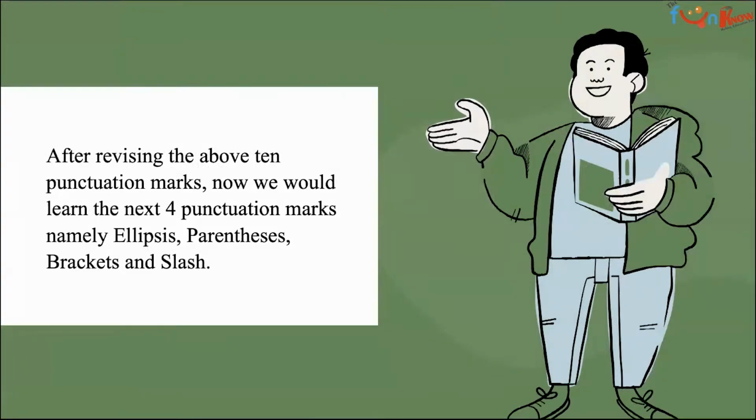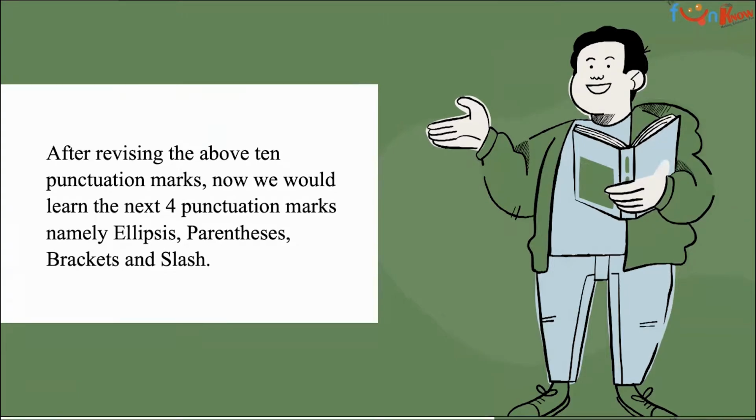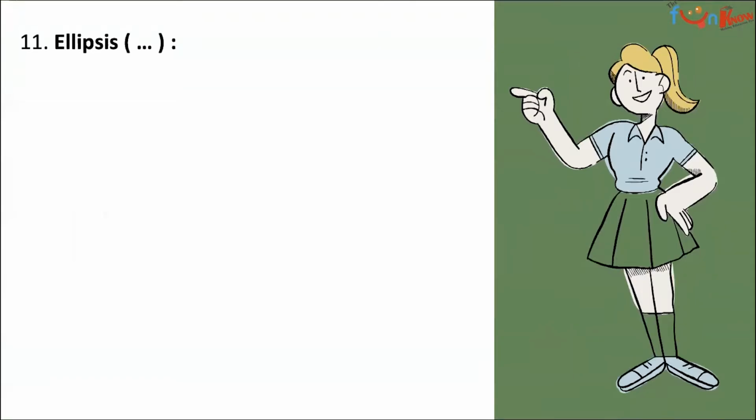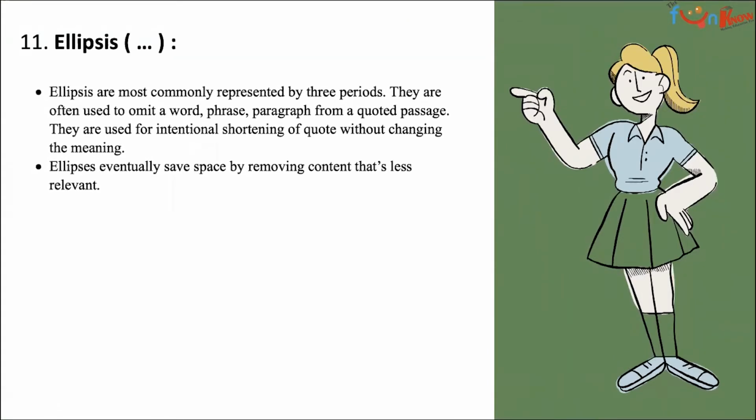And now let's study the next 4 types of commonly used punctuation marks, namely ellipsis, parenthesis, brackets, and slash. First one is ellipsis. Ellipses are most commonly represented by 3 periods, meaning ... or they are often used to omit a word, phrase, paragraph from a quoted passage. They are used for intentional shortening of quote without changing the meaning. Ellipses eventually save space by removing content that's less relevant.